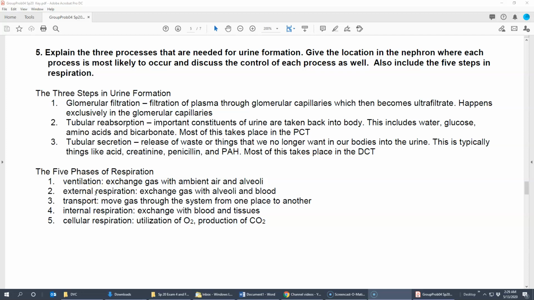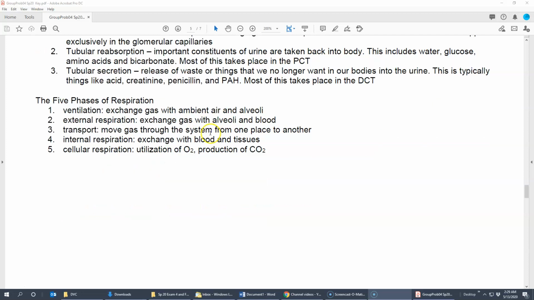Number 4 is internal respiration. That's the exchange of gas between blood and tissue. Oxygen goes into the cells, CO2 comes out. And then cellular respiration, where we use oxygen in metabolism to make energy, and in its place produce CO2, carbon dioxide. So question number 5, pretty simple.